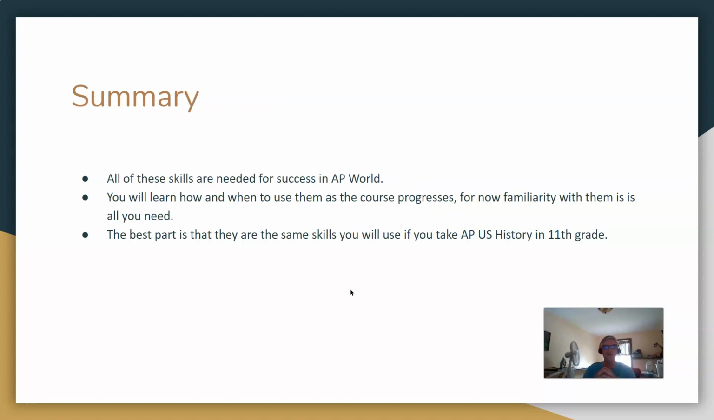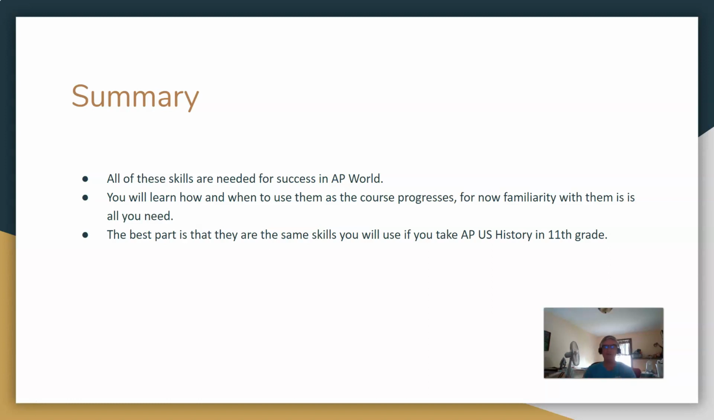Okay, so all these skills are needed for success in AP World. You may have some of them now in a raw form. Some of you may already have a lot of them. But we're going to develop those over the course of the year. You're going to learn how and when to use them as the course progresses. For now, I'd just like you to have some familiarity with what the expectation is going to be.